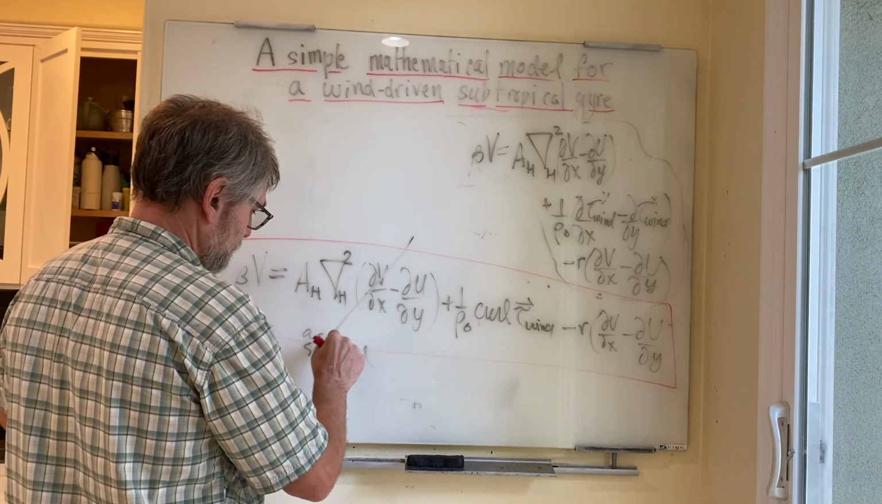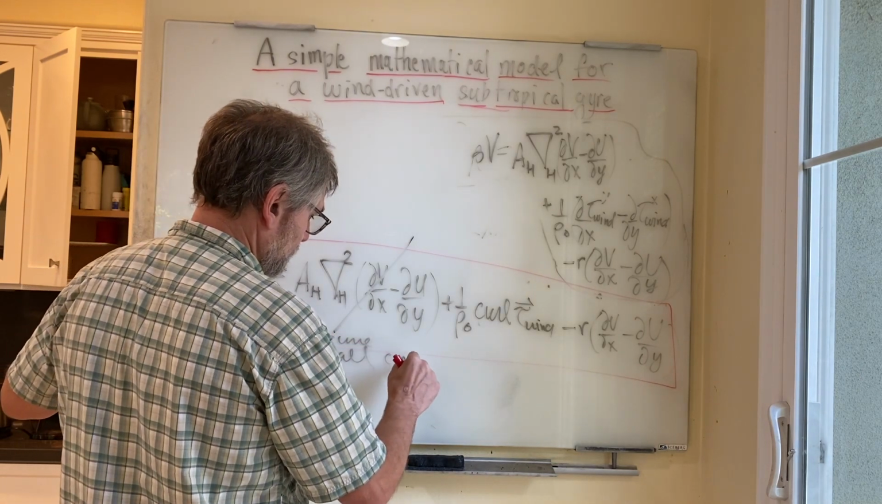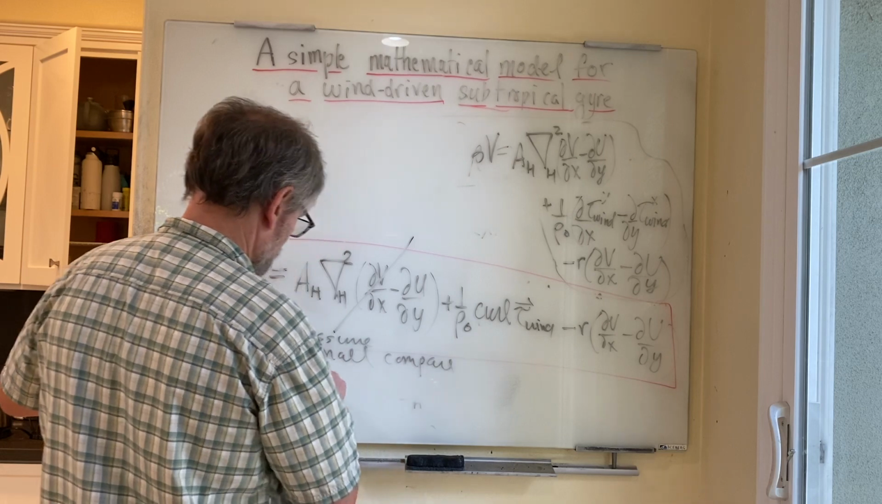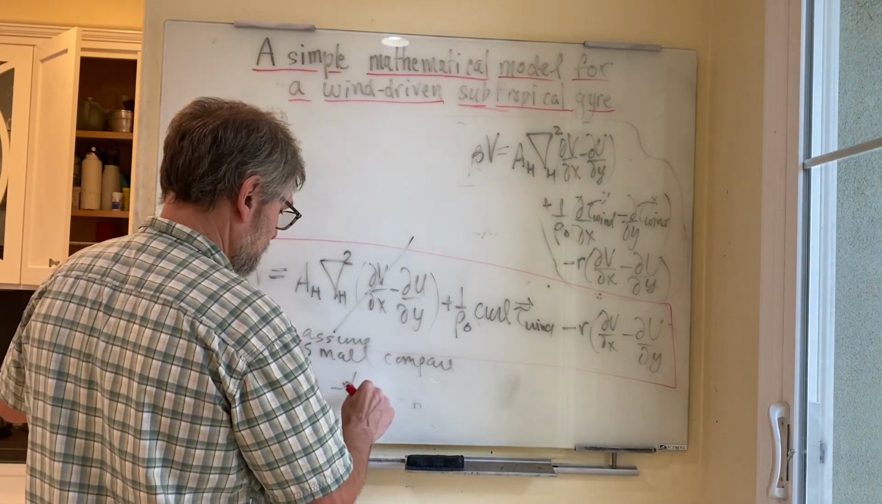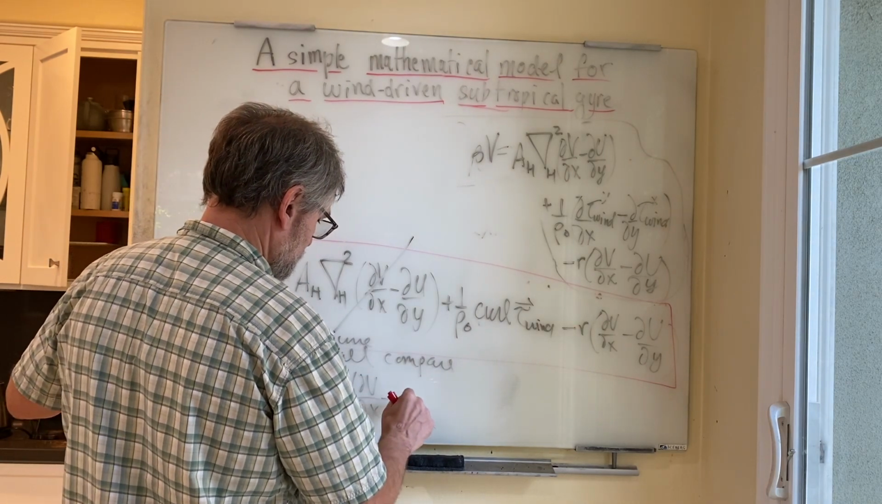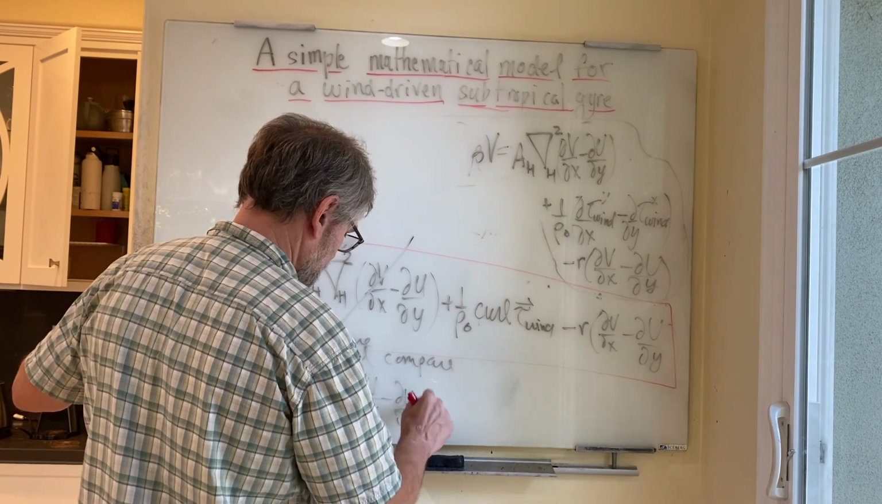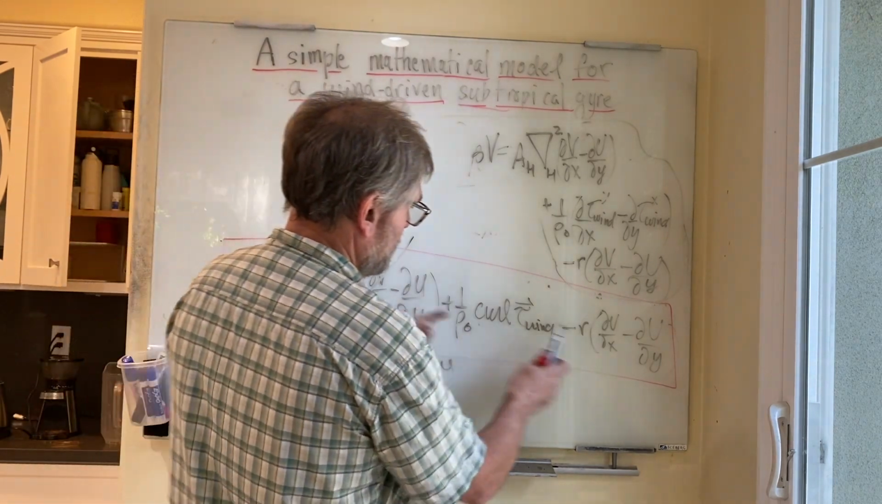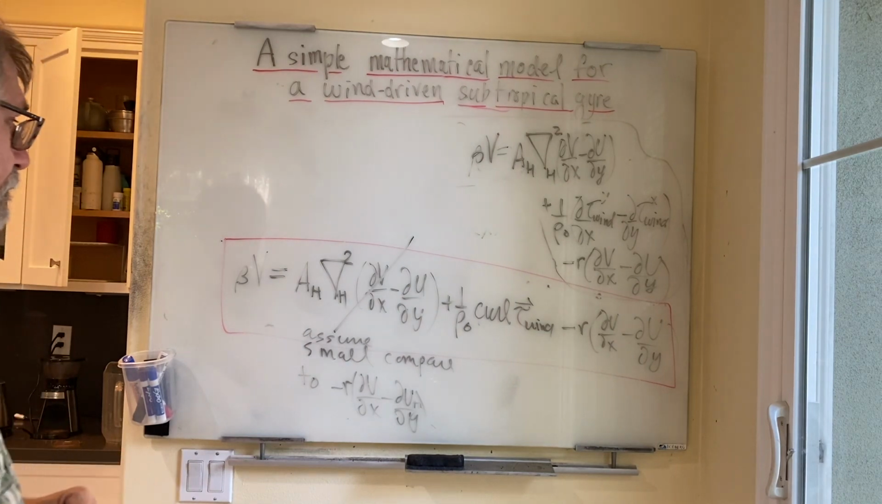Assumed small compared to minus r times dv dx minus du dy. So we compare this to that one in the model.